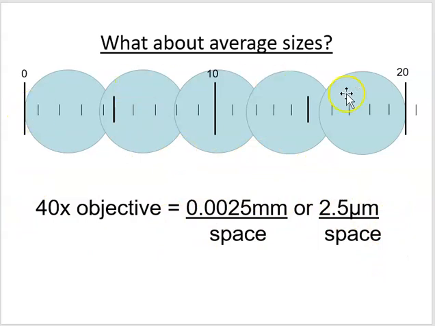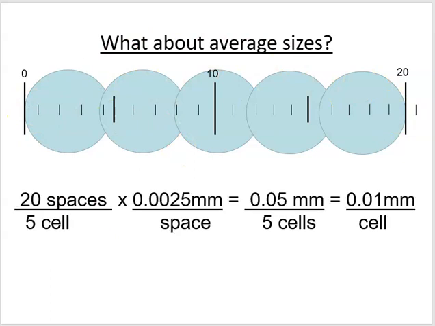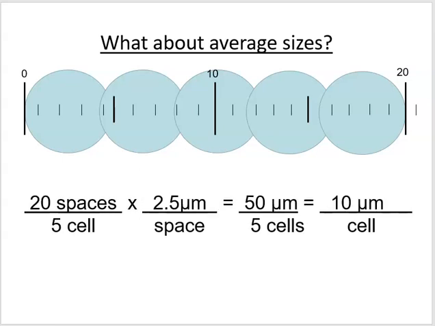So effectively, we're converting 20 spaces on the ocular ruler. We can take this number, 20 spaces, and notice instead of saying per object, now I'm saying for 5 cells right there. And then you've got your spaces on top and you've got your spaces on the bottom. Those are going to cancel out, and you're going to end up with 0.05 millimeters for 5 cells, and then you divide that out and you're going to end up with 0.01 millimeters per cell, and that's giving you your average size right there.